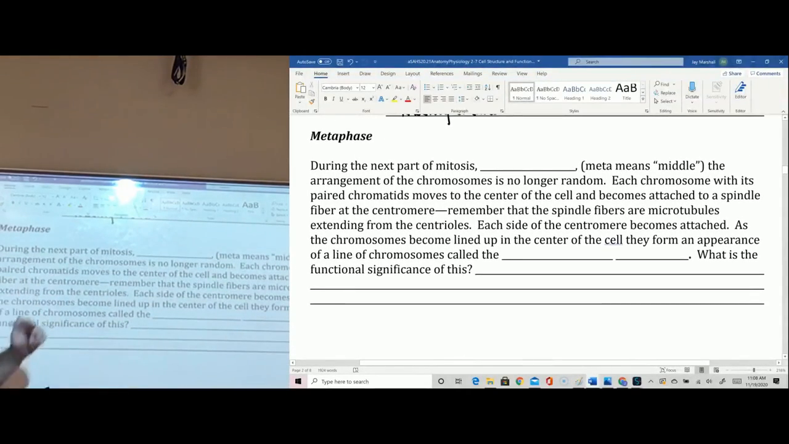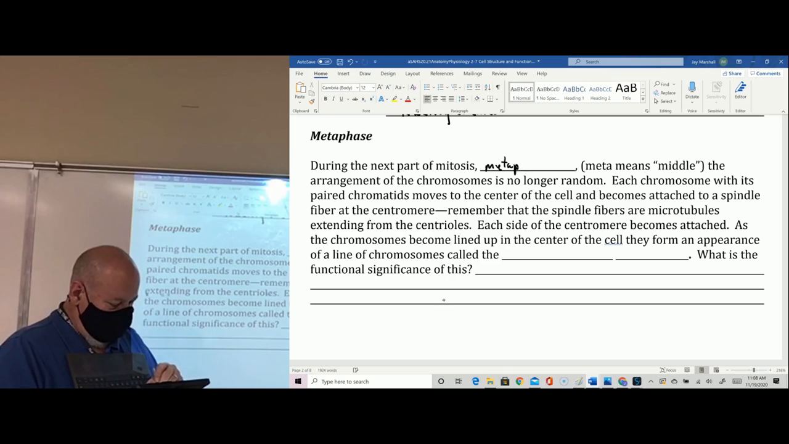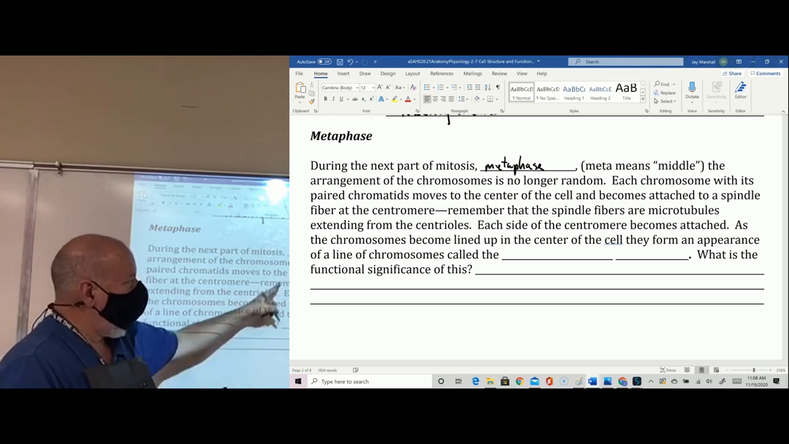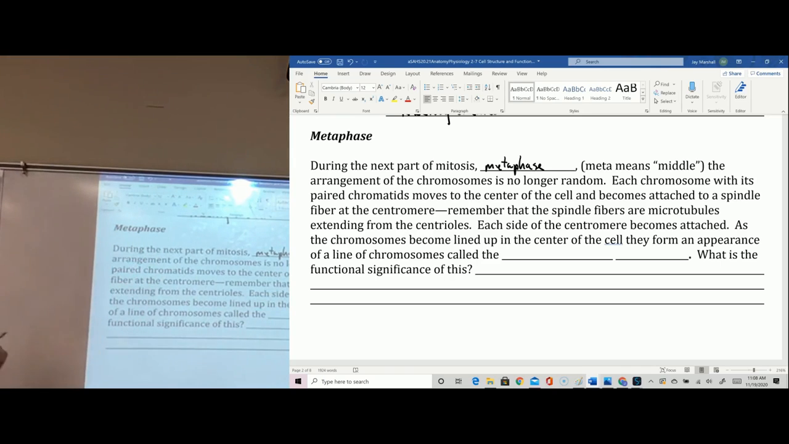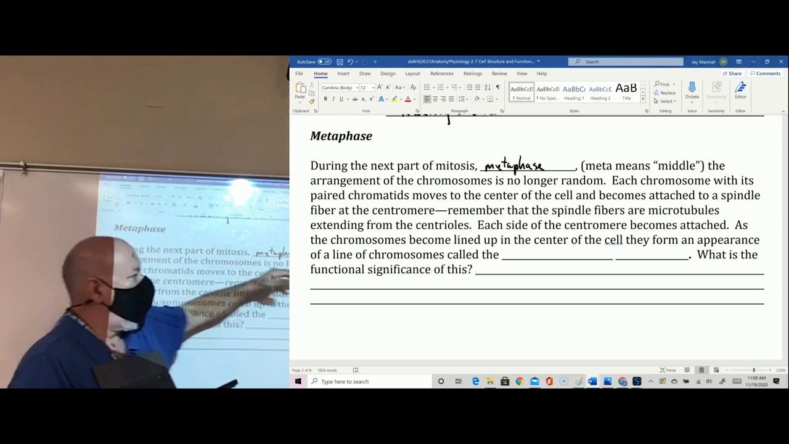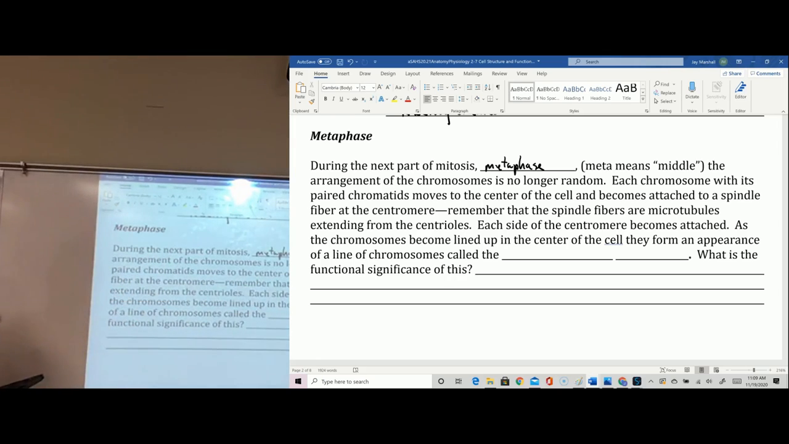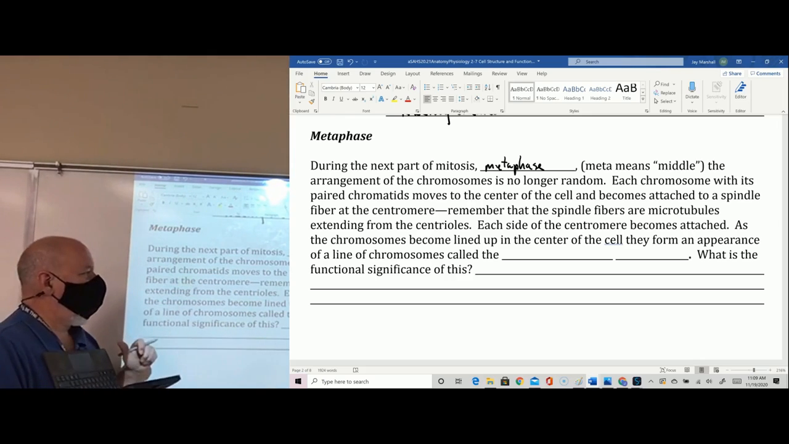During the next part of mitosis, which is metaphase, obviously. And meta means middle. I don't need to memorize anything to tell me what's going on here. If I hear the term middle referring to mitosis, I know that means that all of my chromosomes are lined up in the middle. The arrangement of the chromosomes is no longer random. Each chromosome with its paired chromatids moves to the center of the cell and becomes attached to a spindle fiber at the centromere.